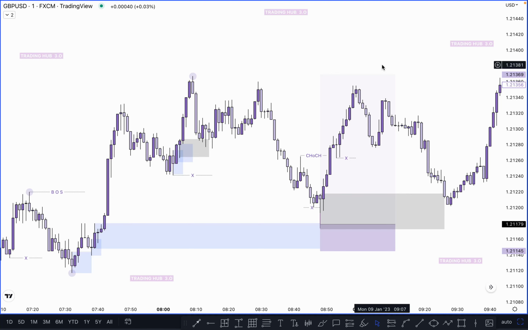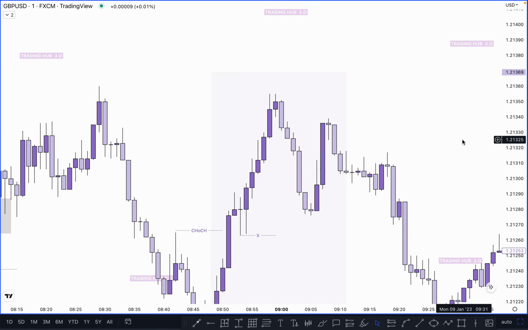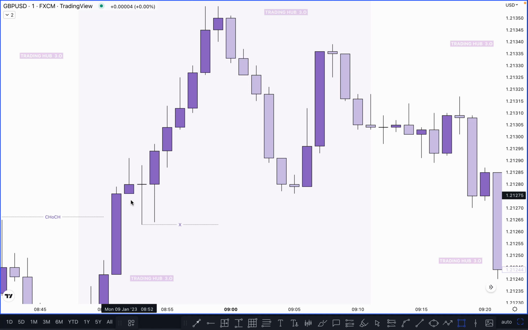Only two order blocks are available here. First one is here, right? Because this candle took out the previous candle's liquidity. Let me show you exactly. So this candle took out the previous candle's liquidity.